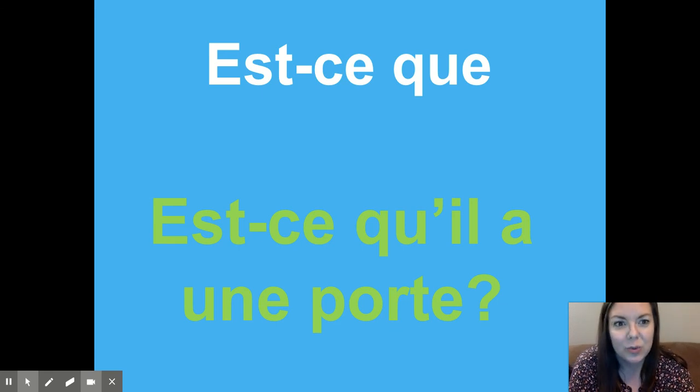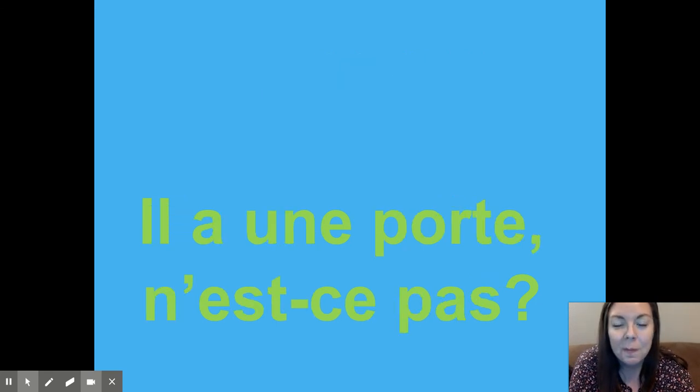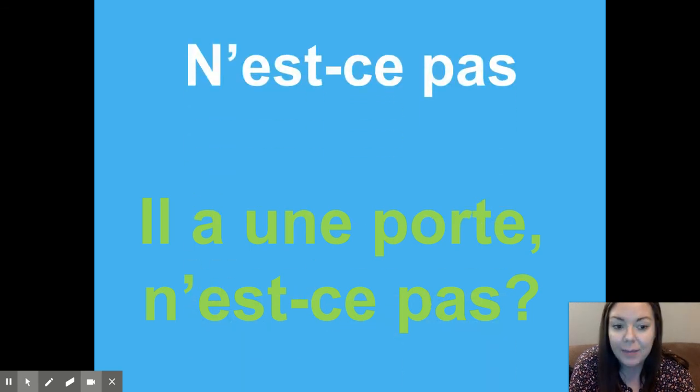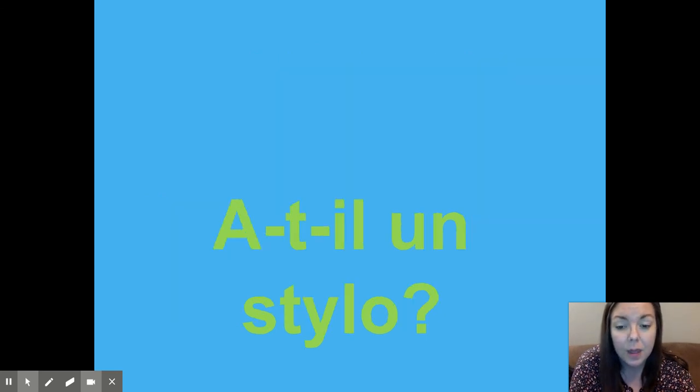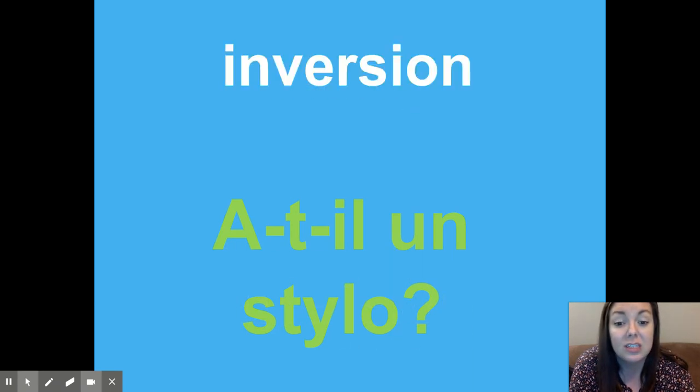I know these questions are weird, but we're practicing. Il a une porte, n'est-ce pas? Same exact question. Does he have a door, but with n'est-ce pas as our form? He has a door, right? A-t-il un stylo? Anytime you see that dash T dash, it is inversion. Does he have a pen?